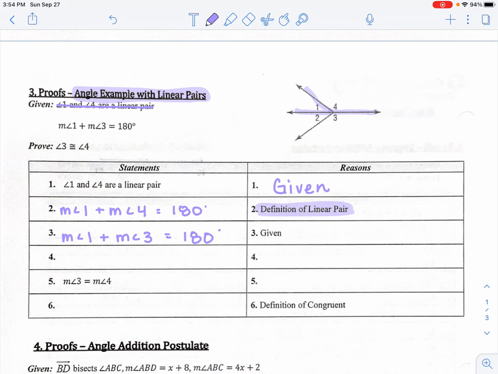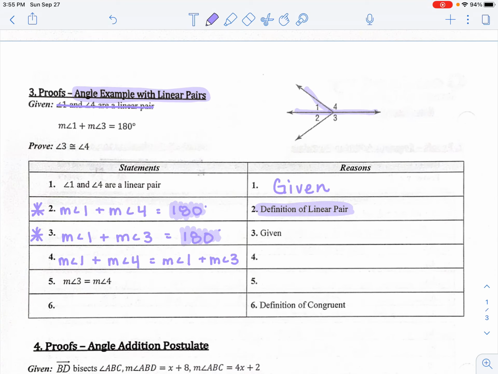Now, our goal is to get 3 and 4 by themselves in one big equation. So we're going to have to merge these two equations. What do you notice about those two equations? They both have angle 1 in them, and they both equal 180. If they equal the exact same thing, can't we set them equal to each other? So I would say the measurement of angle 1 plus the measurement of angle 4 equals the measurement of angle 1 plus the measurement of angle 3.